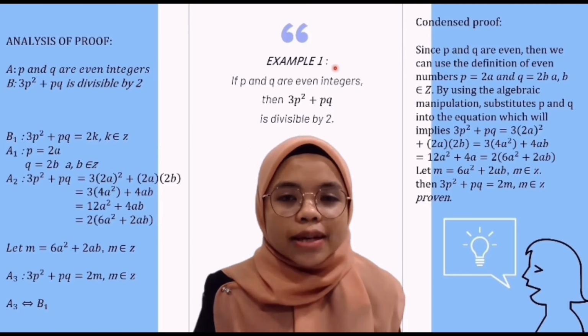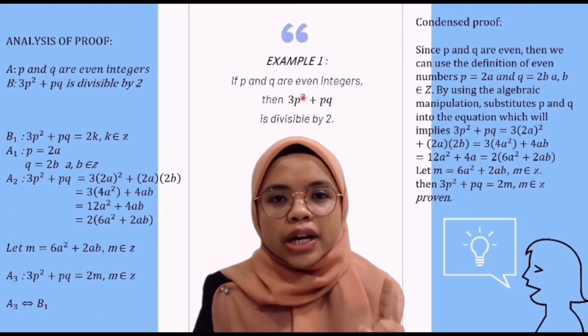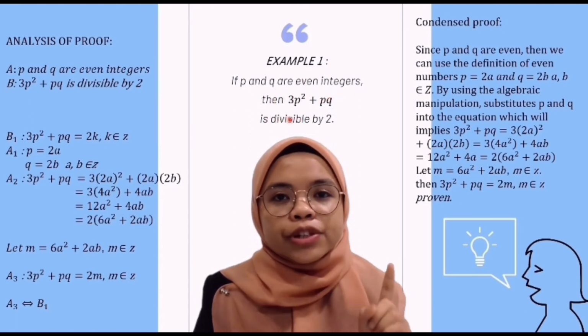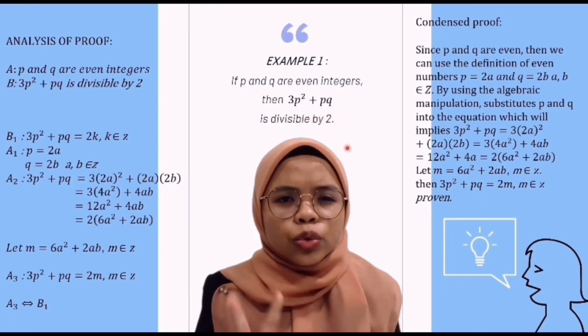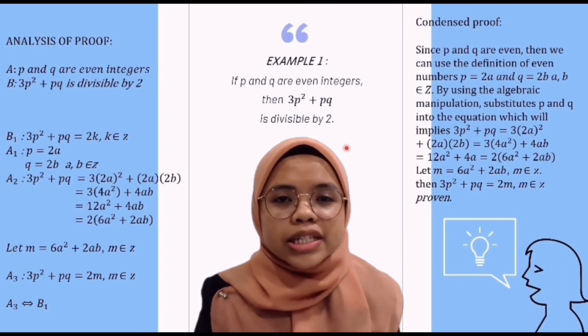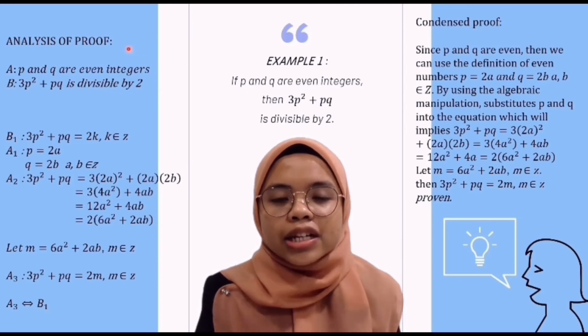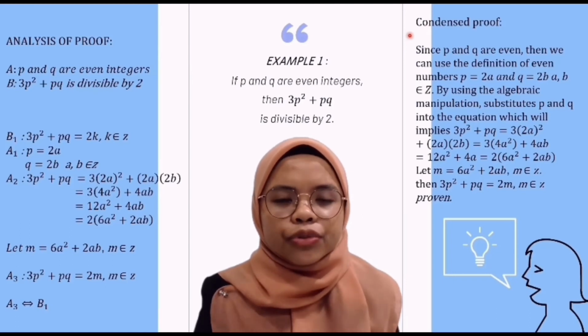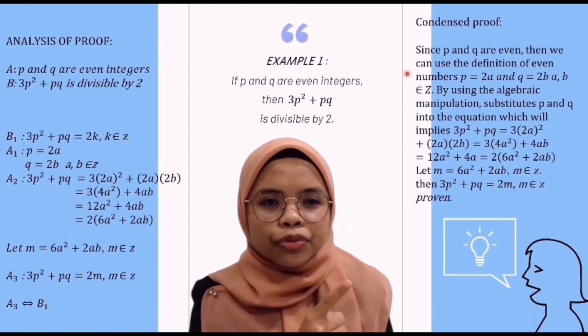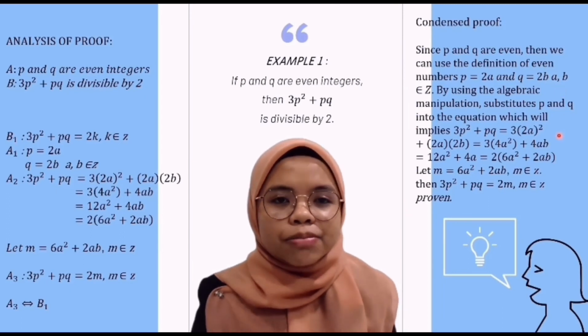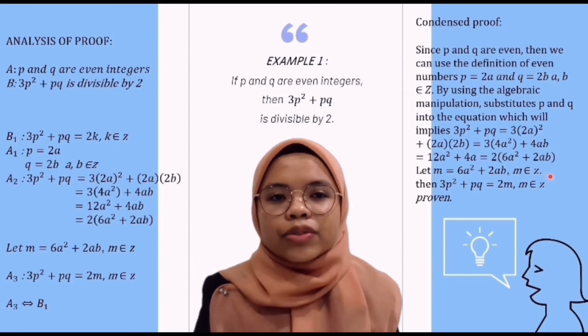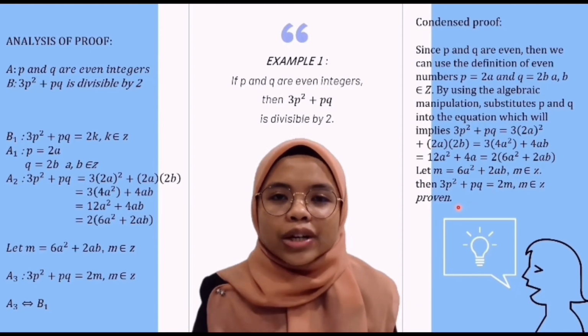First of all, example 1. If P and Q are even integers, then 3P squared plus PQ is divisible by 2. Actually, it has two types of answer that can be considered as proof. It is an analysis of proof and a condensed proof. Basically, the condensed proof will be written after the analysis of proof answer. It is because this type will list down the steps that have been used to answer the analysis of proof. It is more like an explanation in words.